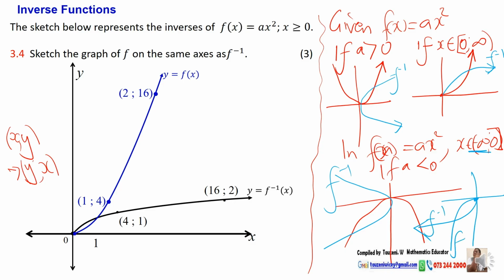We have made a number of videos that are explaining the same thing. So number 3.4 is answered. The graph is drawn. The relationship between the two is that one graph is a reflection of the other along the line y is equal to x. That is my answer for this question.